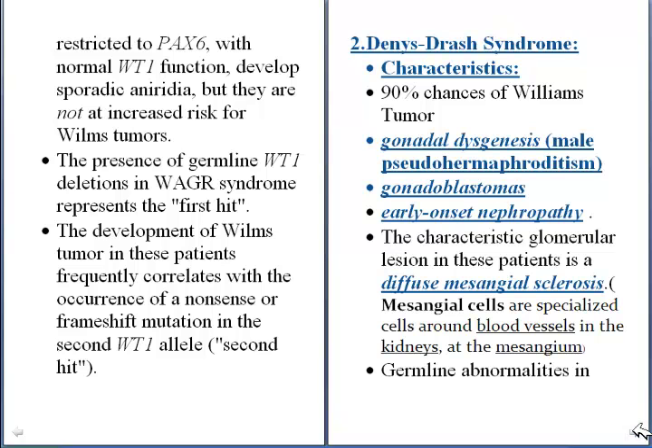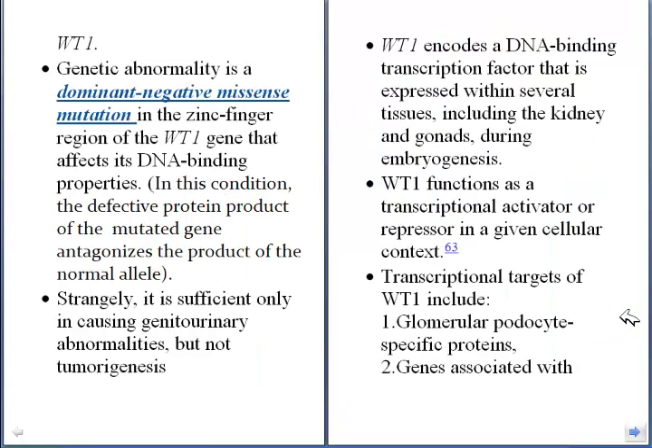Here genetics tells us that there are actually germline abnormalities in the WT1 gene. Now, unlike WAGR syndrome where you have the deletion of the WT1 gene, here you have a dominant negative missense mutation in the zinc finger region of the WT1 gene, and because of that there is inability of the product of the WT1 gene to bind to DNA.